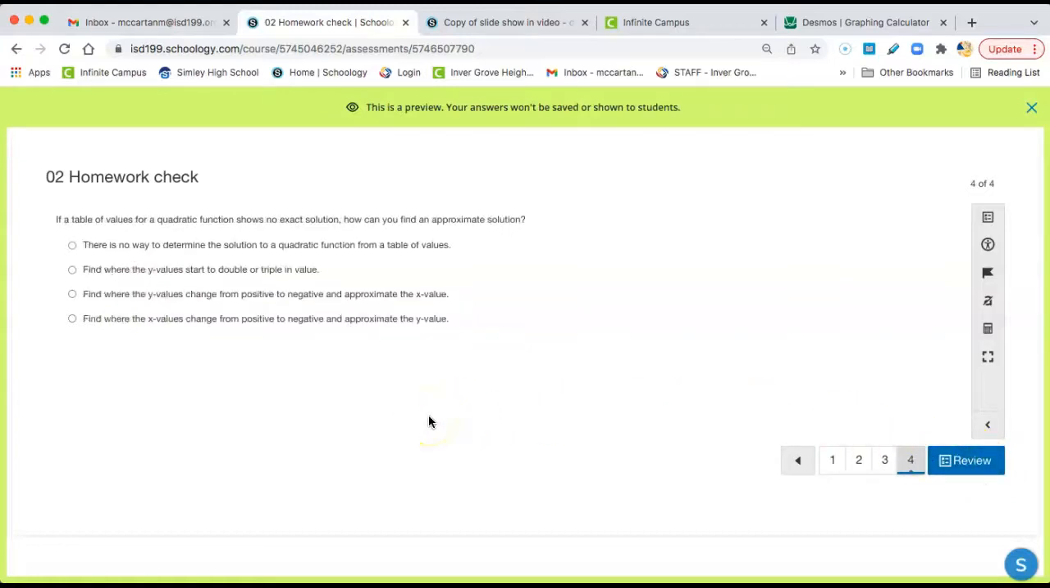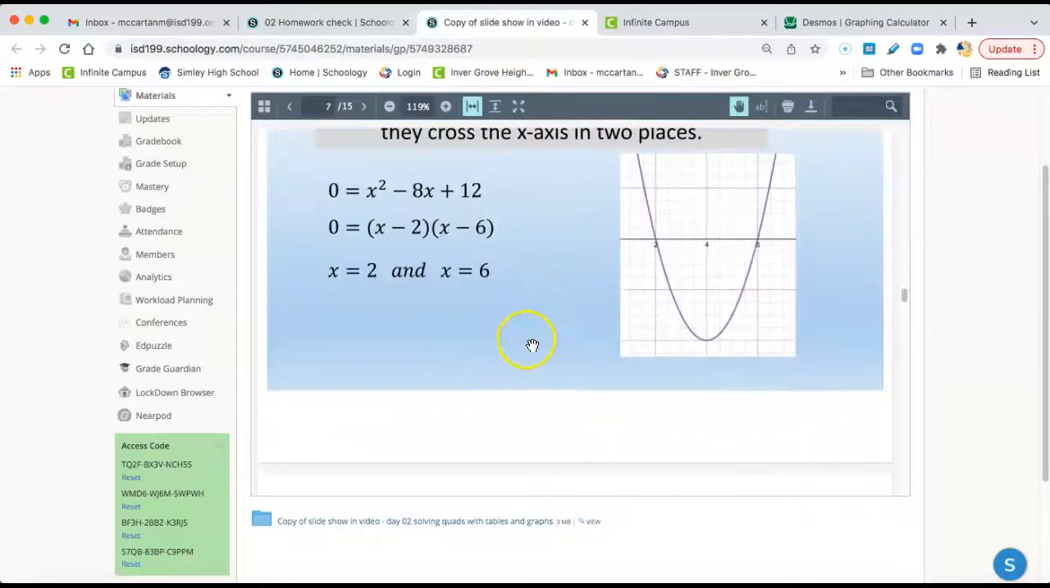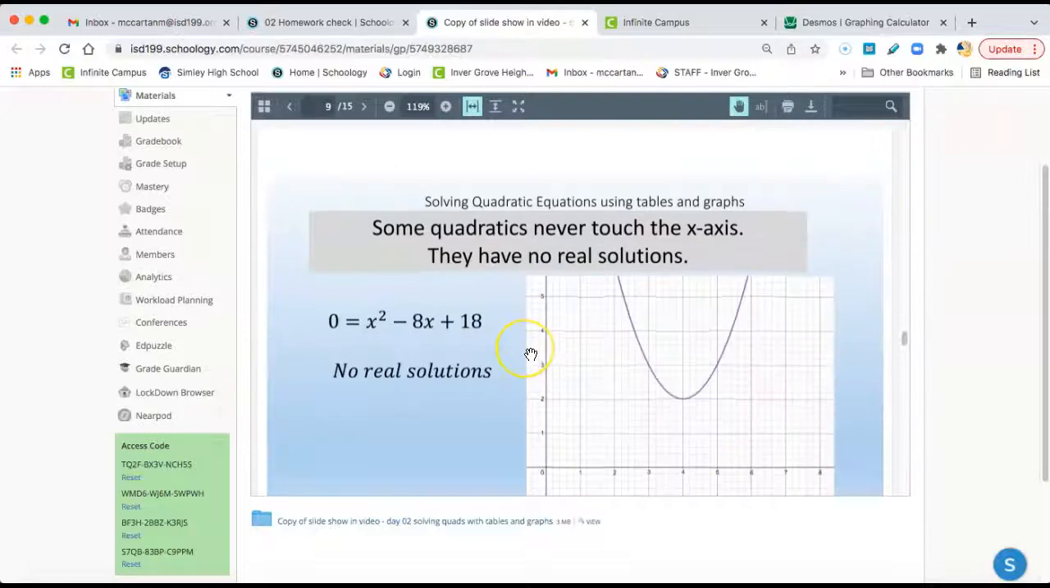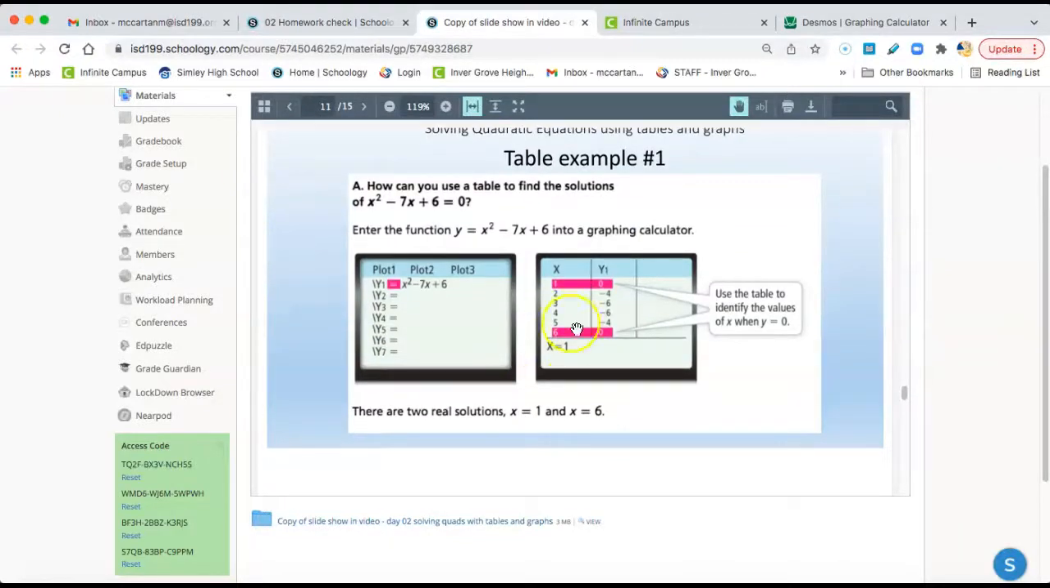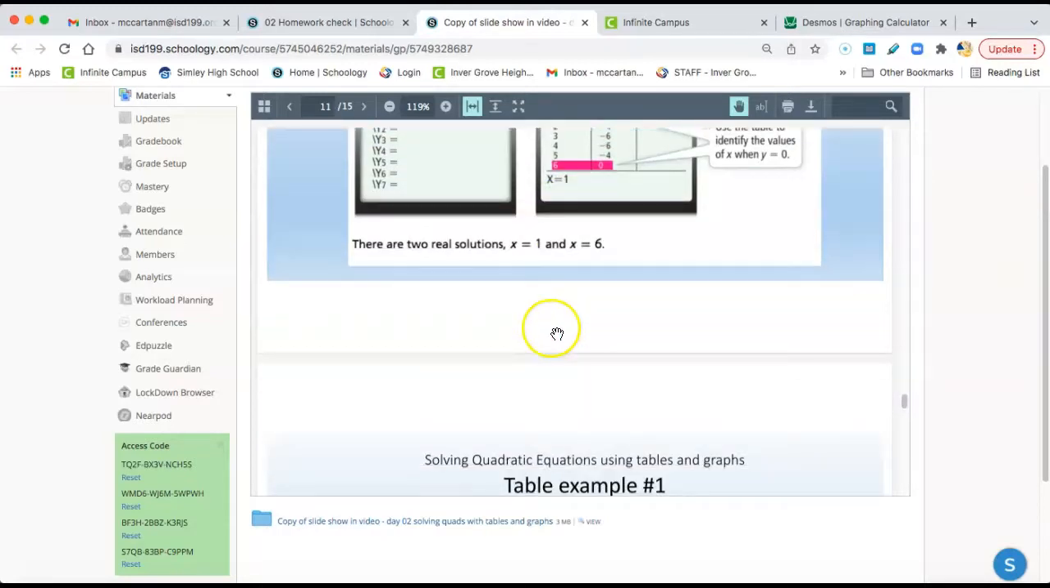As a table of values, if it shows no exact solution, how can you find an approximate solution? There's an example down here. We're looking at tables basically all day today. If you make a table, look for the y values of 0, and then look back to what the x value is. That's the solution when y is 0.